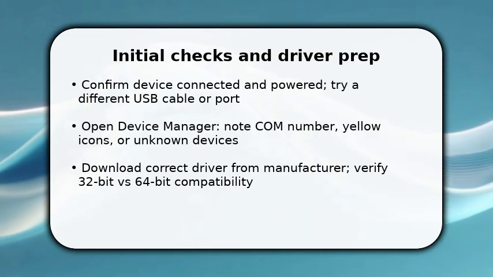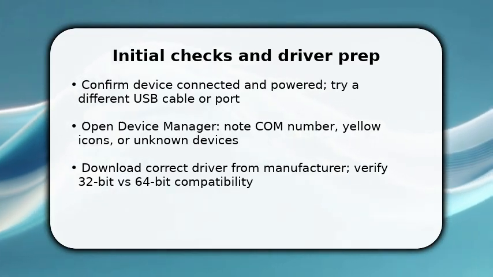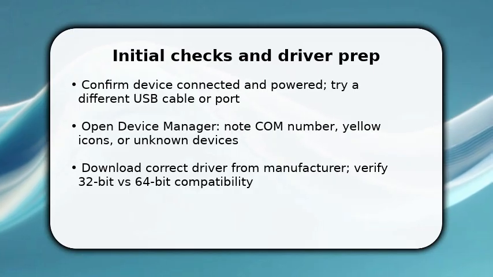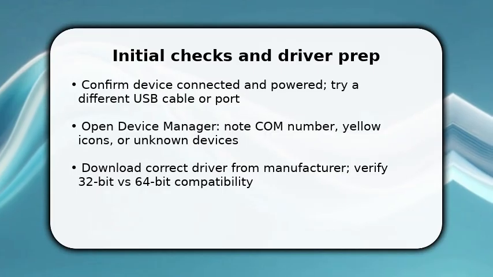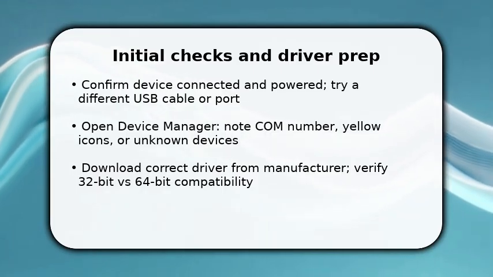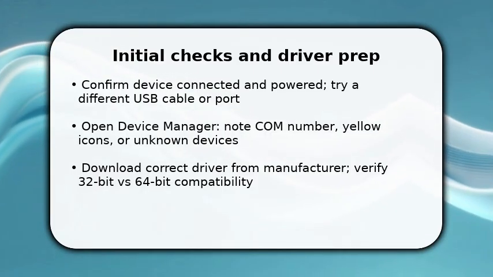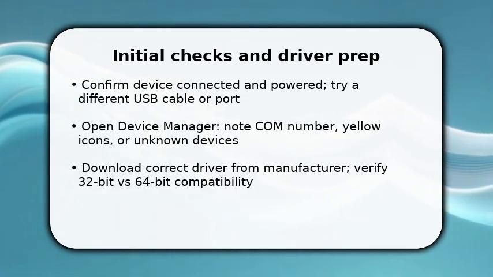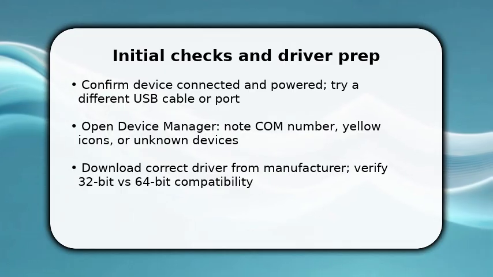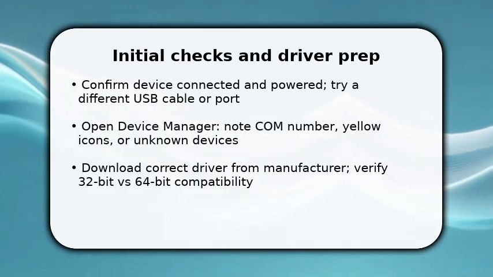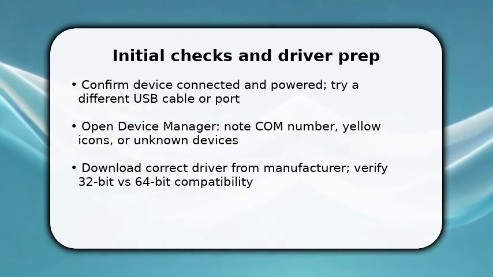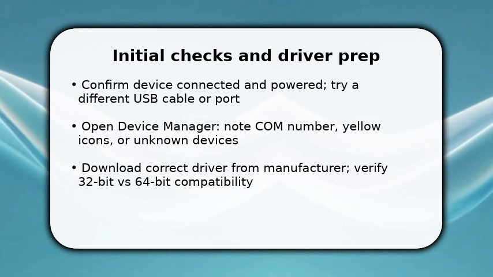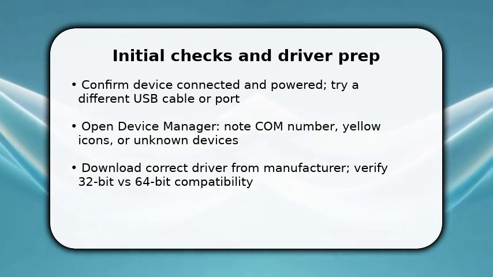You start by verifying hardware and preparing drivers. Check that the device is powered and try an alternate USB cable or port to rule out physical faults. Once done, open Device Manager and identify the COM port number or any warning icons so you know what Windows reports. Next, download the exact driver from the device maker, matching 32-bit or 64-bit Windows. This prevents mismatches. Make sure to unblock installer files and have admin rights ready before installing.